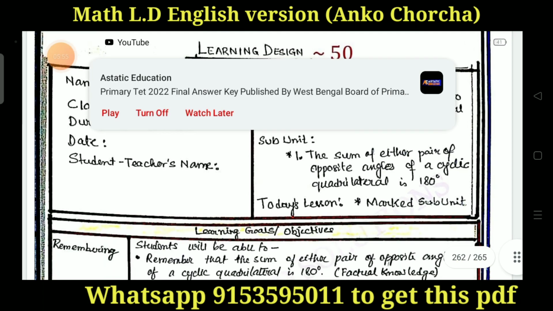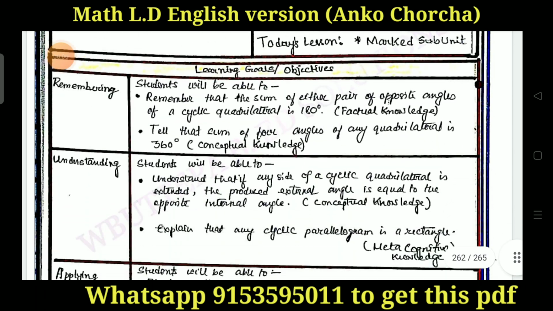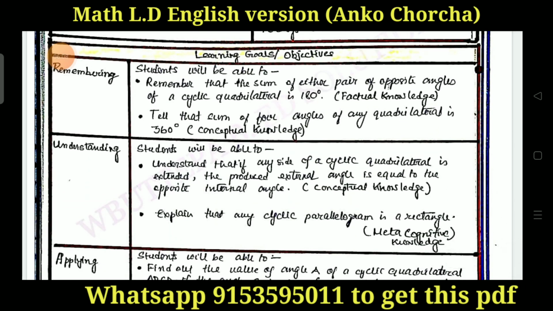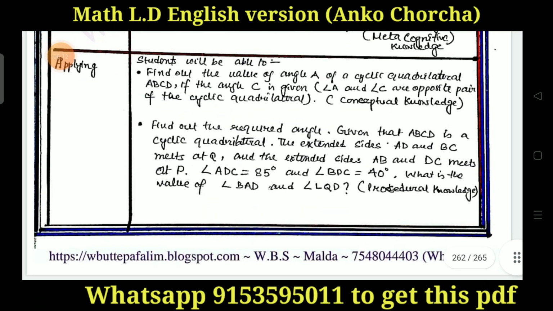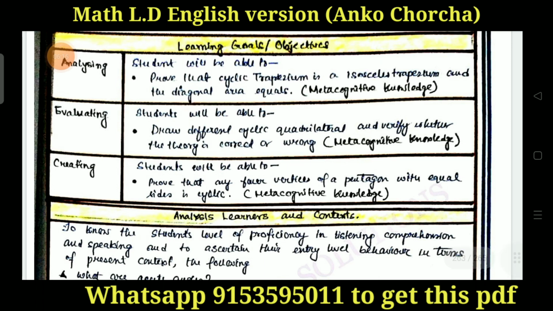Now we are coming to our learning design number 50. Today's lesson: the sum of either pair of opposite angles of a cyclic quadrilateral is 180 degrees. Learning goals or objectives: remembering, understanding, applying. Learning goals or objectives: analyzing, evaluating, creating.